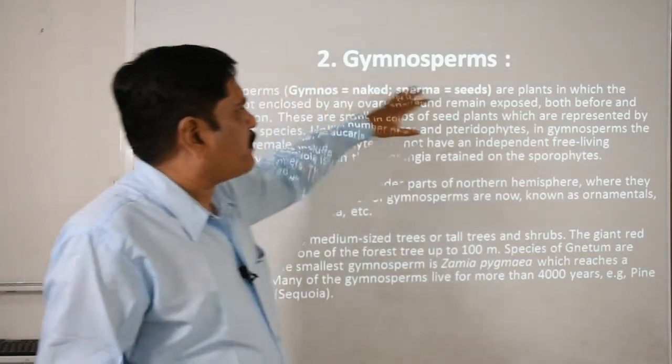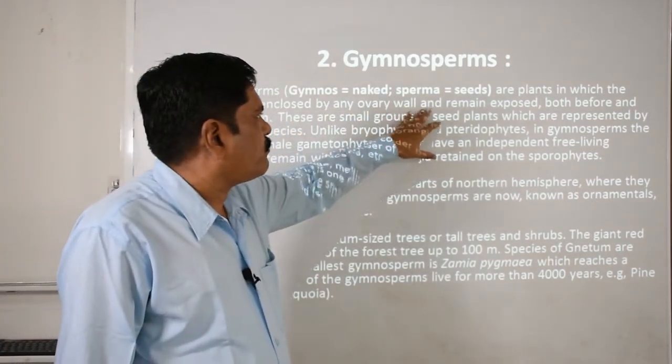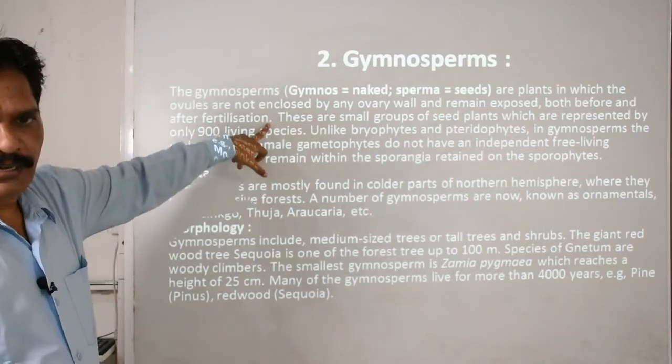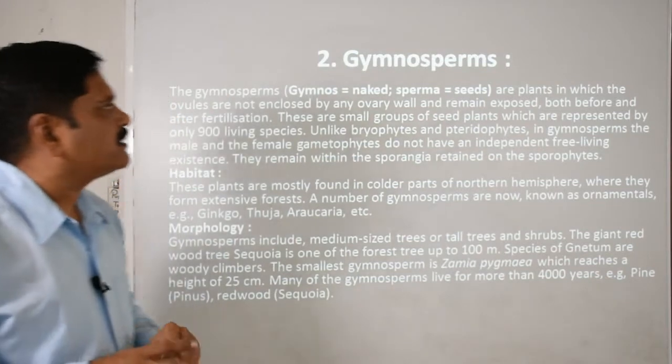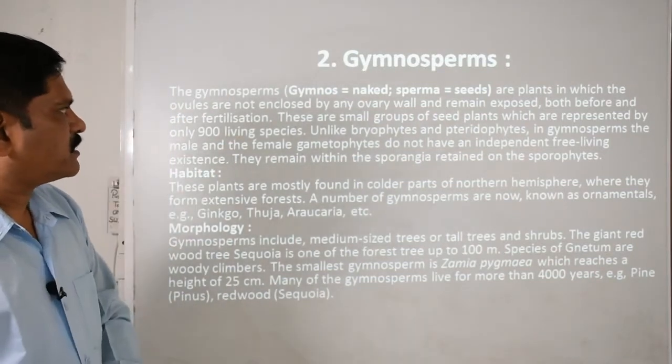Now, these are the plants in which the ovules are not enclosed by any ovary wall and remain exposed, both before and after fertilization. These are small groups of seed plants represented by only 900 living species, right?